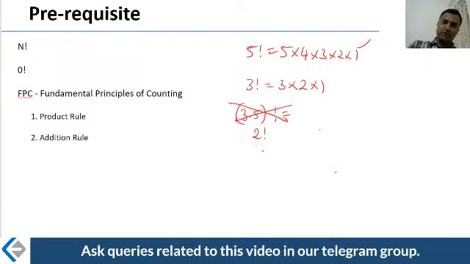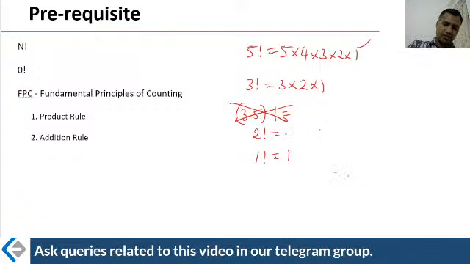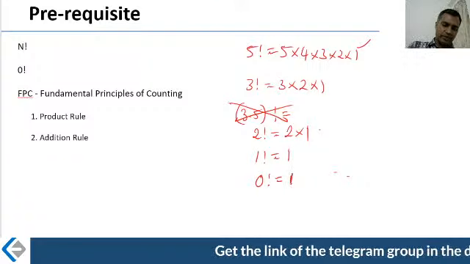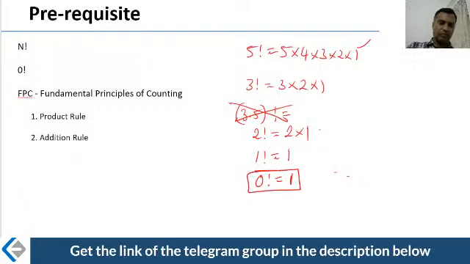Is 2 factorial defined? Yes. All right, we know that the value is 2 into 1. Is 1 factorial defined? Yes. Similarly, 0 factorial, that's the point. 0 factorial should be taken as 1. From a mathematical perspective, 0 factorial should be taken as 1.